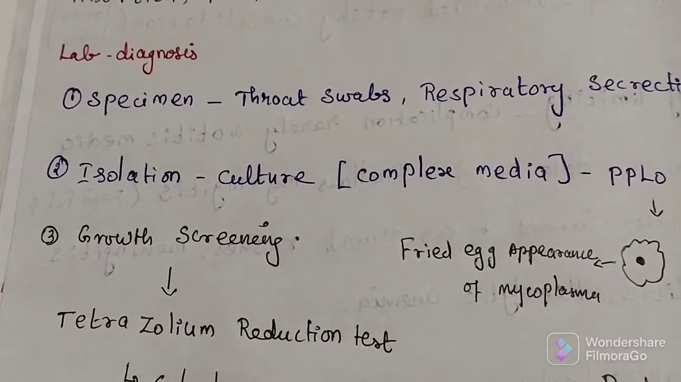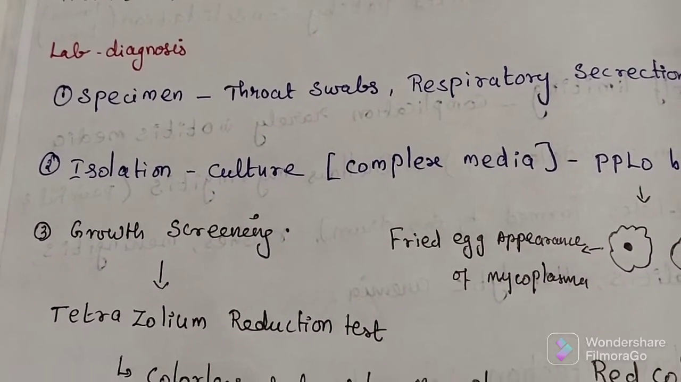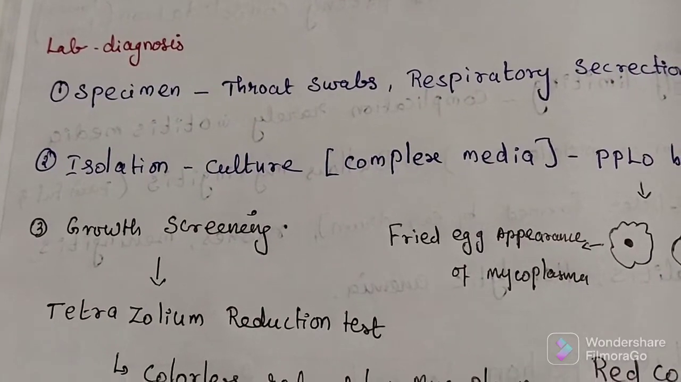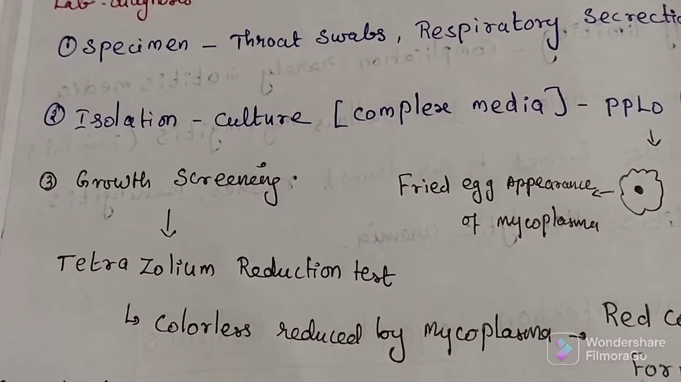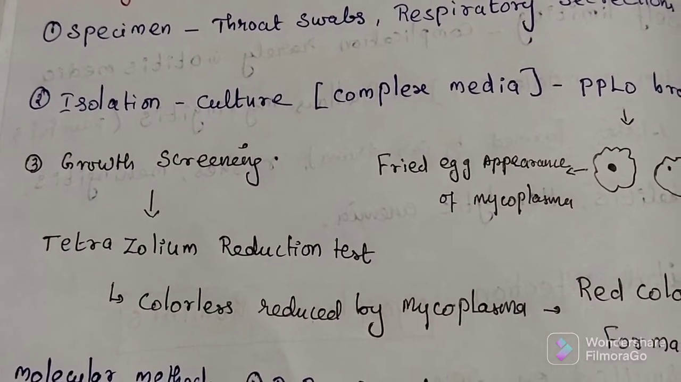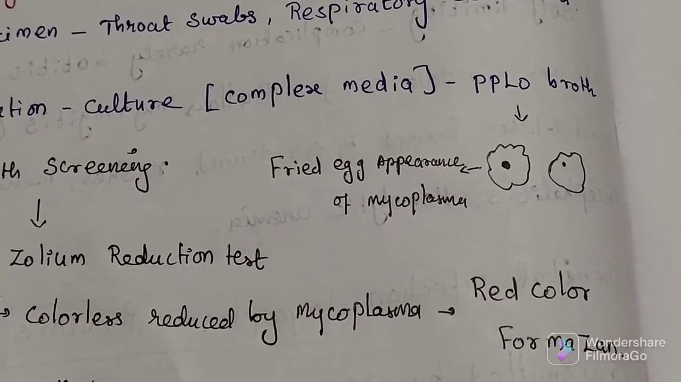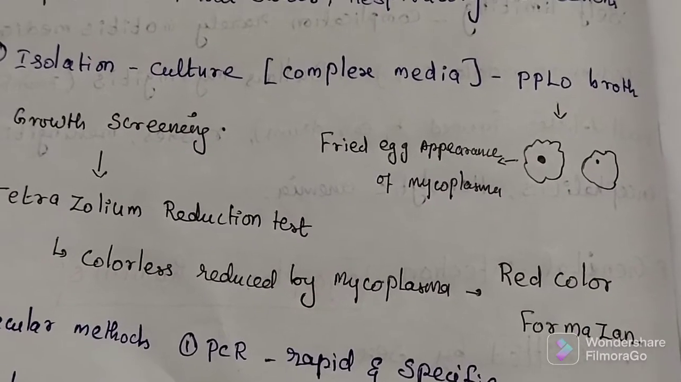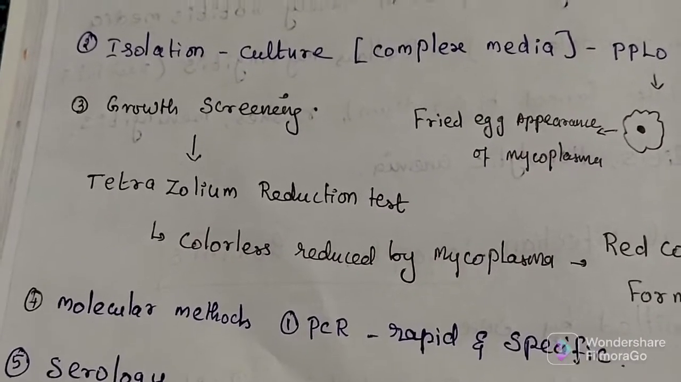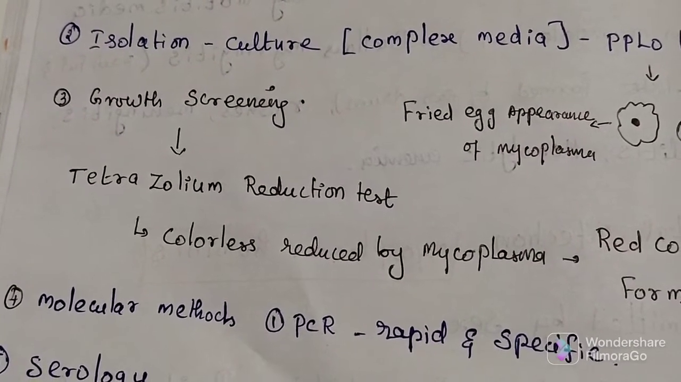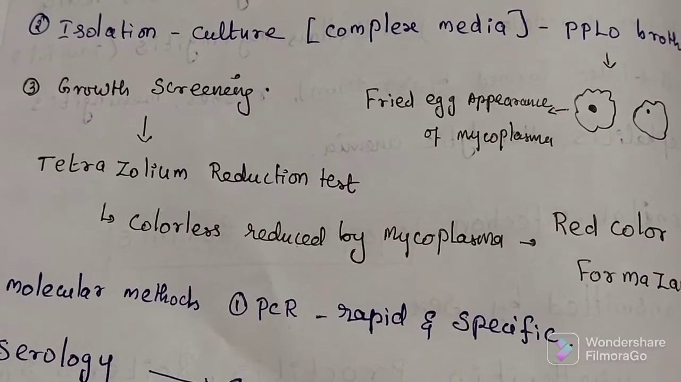Next, growth screening can be done by the tetrazolium reduction test, in which the colorless tetrazolium is reduced by mycoplasma, forming a red color. Next is the molecular method, PCR assay. PCR is a rapid and specific test.